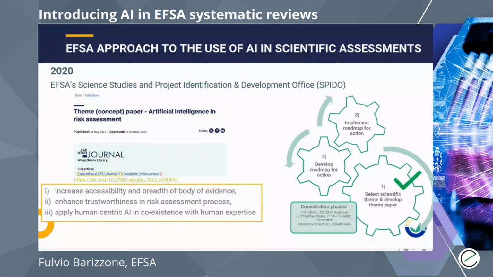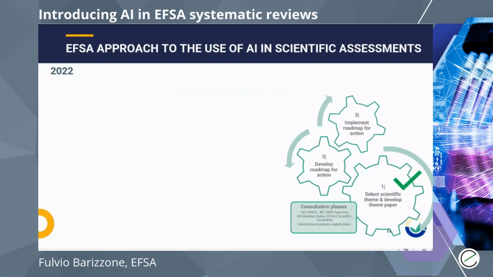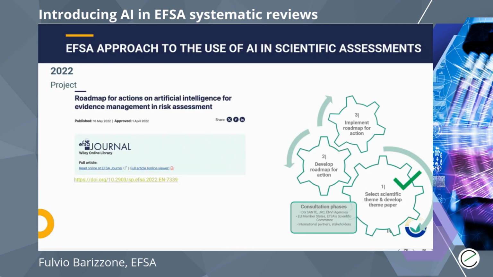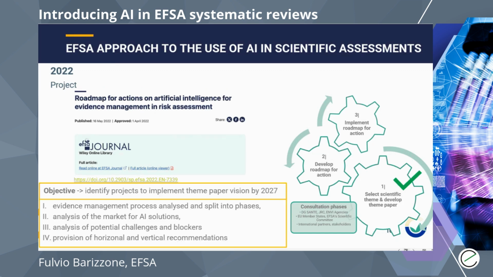After this, what happened? A couple of years afterwards, there was the publication of a roadmap for action on artificial intelligence for evidence management in risk assessment, the objective of which was to identify projects to implement the concept paper vision by 2027. In order to do that, the evidence management process in EFSA was analyzed and split into phases.